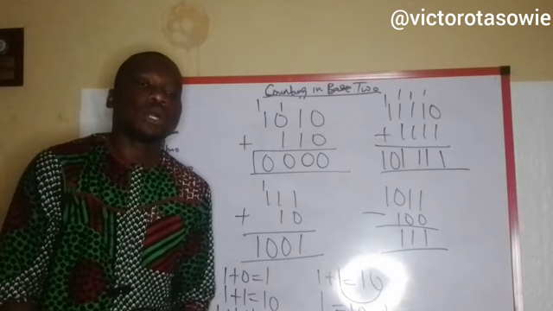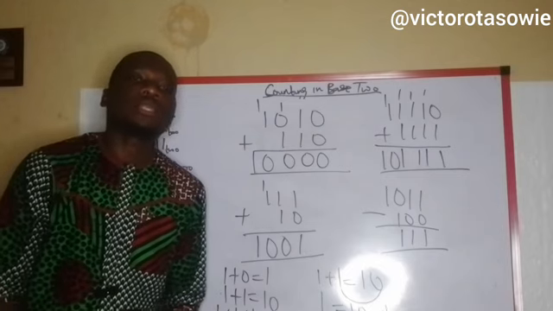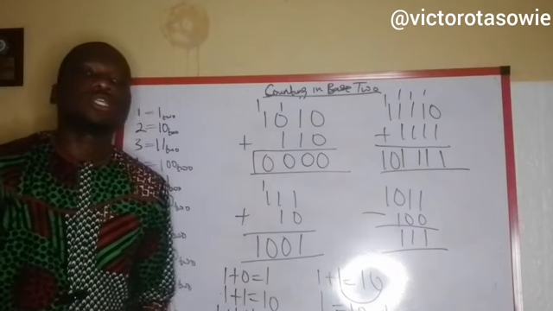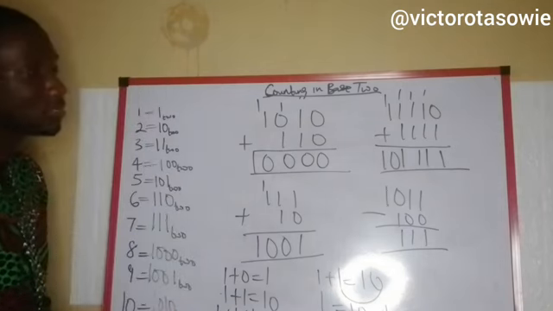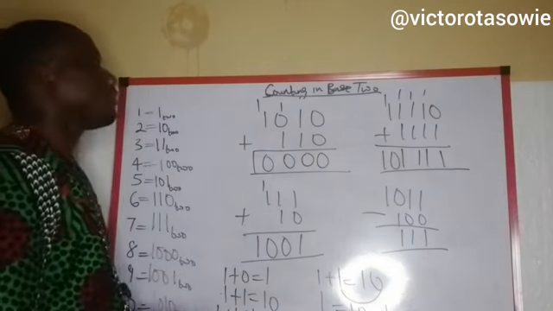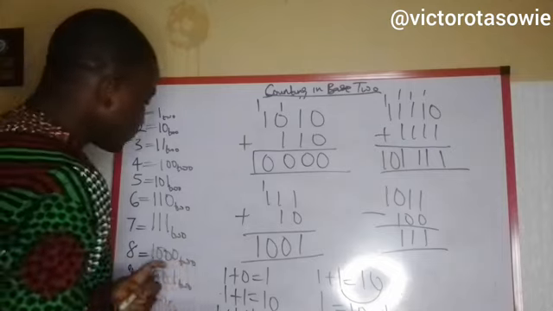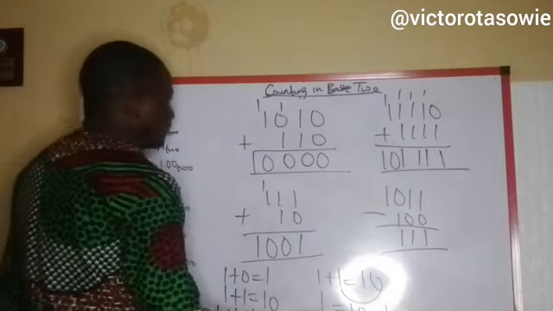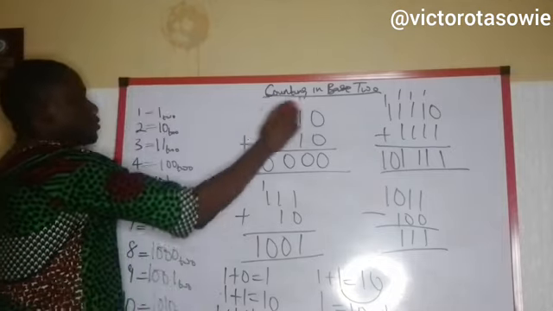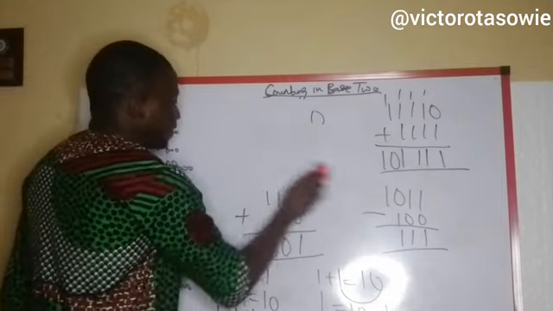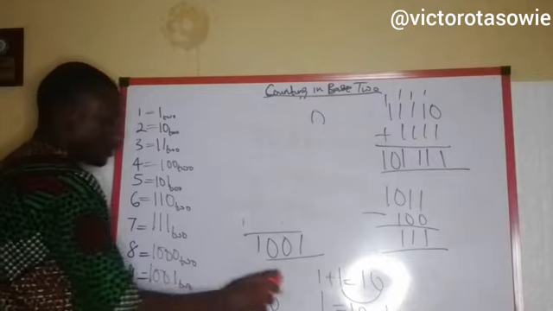So take note. Whenever you are adding, 1 plus 1 is 10. 1 plus 0 is 1. 1 plus 1 plus 1 is 11. 0 plus 0 is 0. So that is a major point to take note of whenever you are dealing with base 2, whenever you are adding and whenever you are subtracting. Hope this helps you in one way or the other.